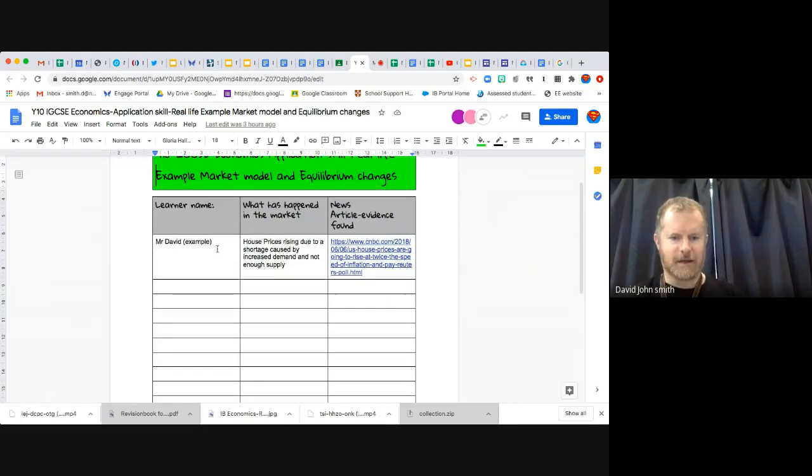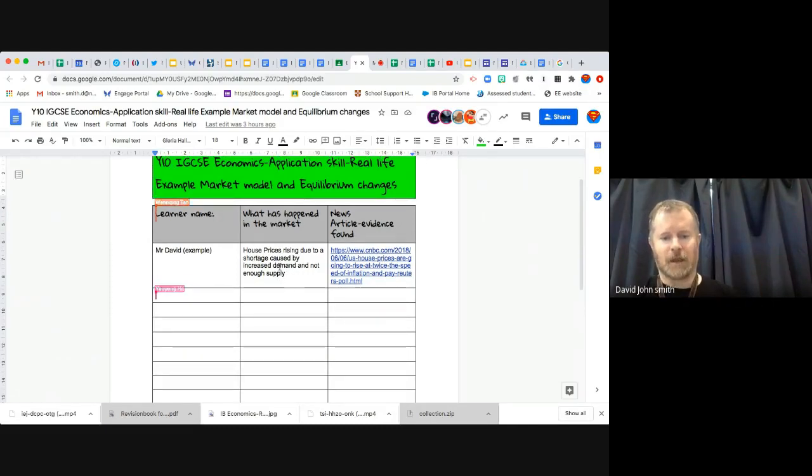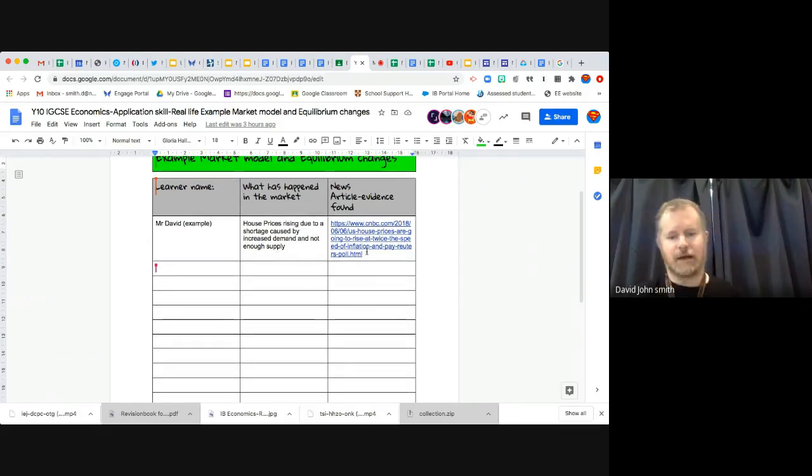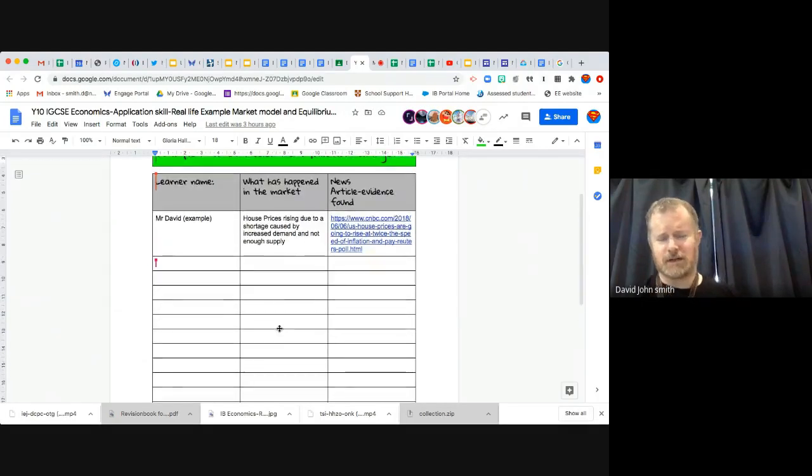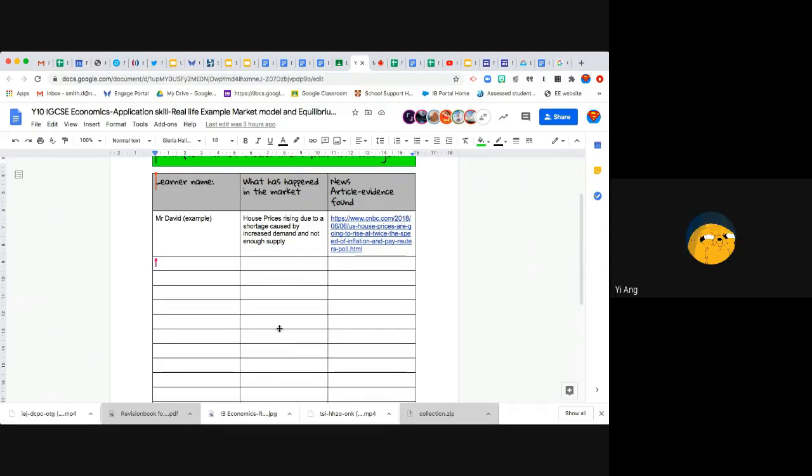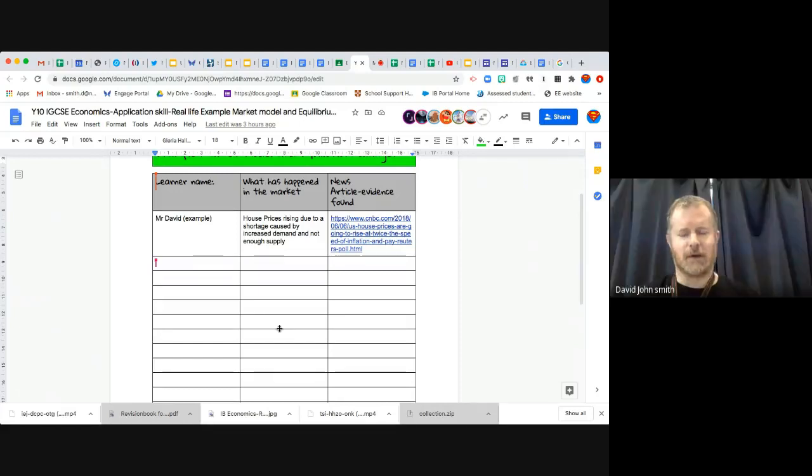So you'll put your name in, then what's happened in the market. So you're going to do some research, all right? A news article about a market, and you'll put what has happened there, and then you'll put the link to that news article in this column here. Does that make sense, what I'm wanting you to do? Are there any questions about that? No, it makes sense. If you do have questions as you're going through this, you can always email me.